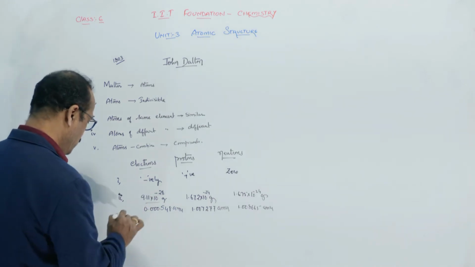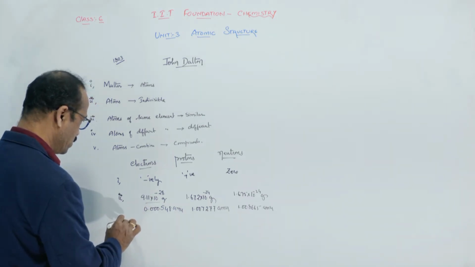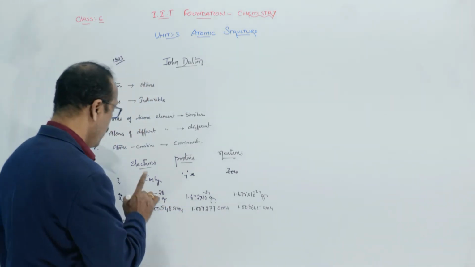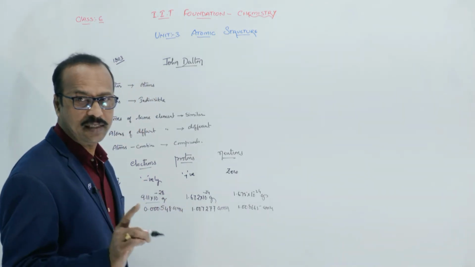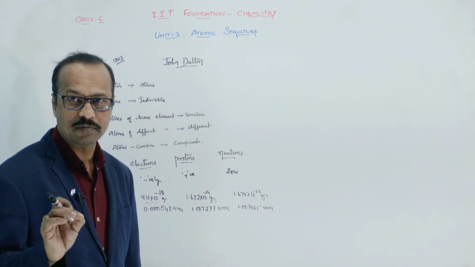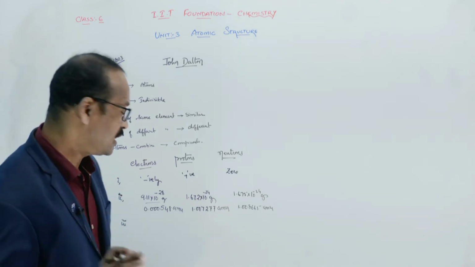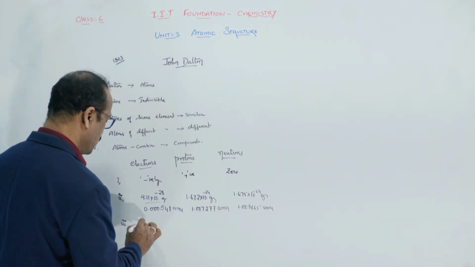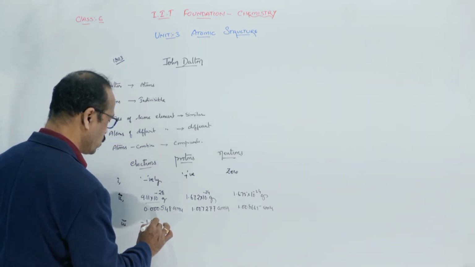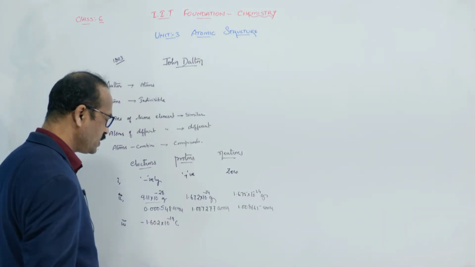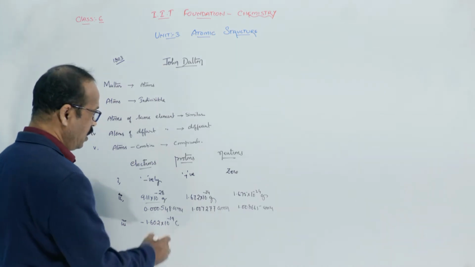Then a relative charge is also given, the relative charge of the electron, the negative charge which we discussed. Charge is generally measured in coulombs. Coulomb is the SI unit of charge, and the charge of the electron is minus 1.602 into 10 to the power of minus 19 coulombs. This is the charge, but negative.